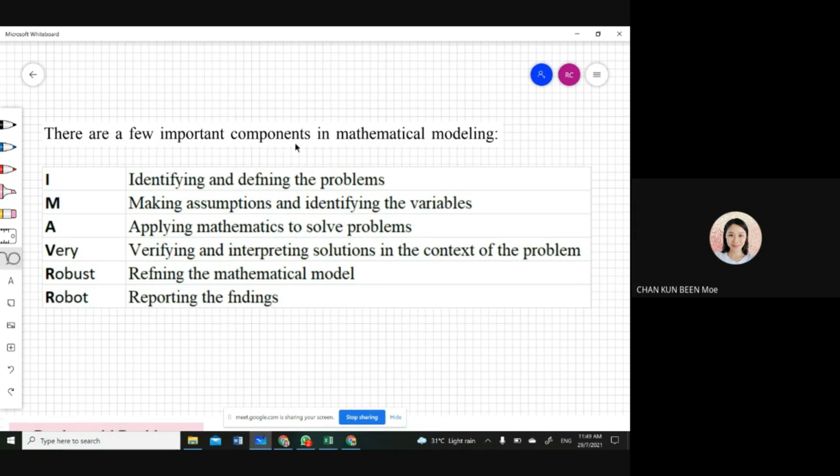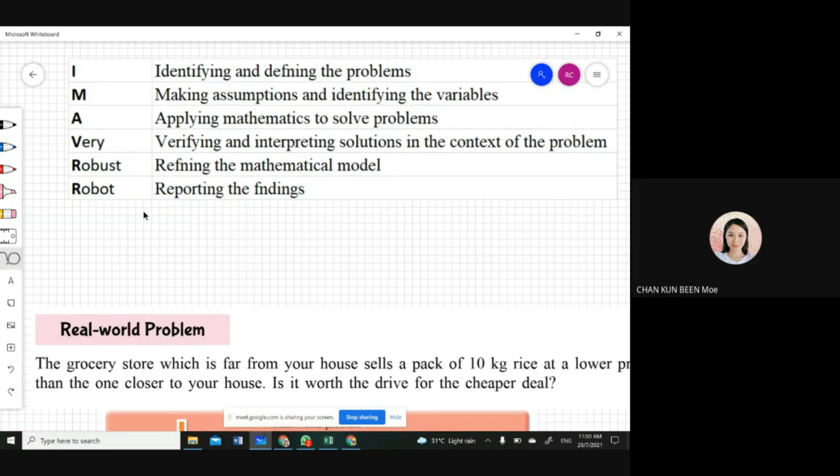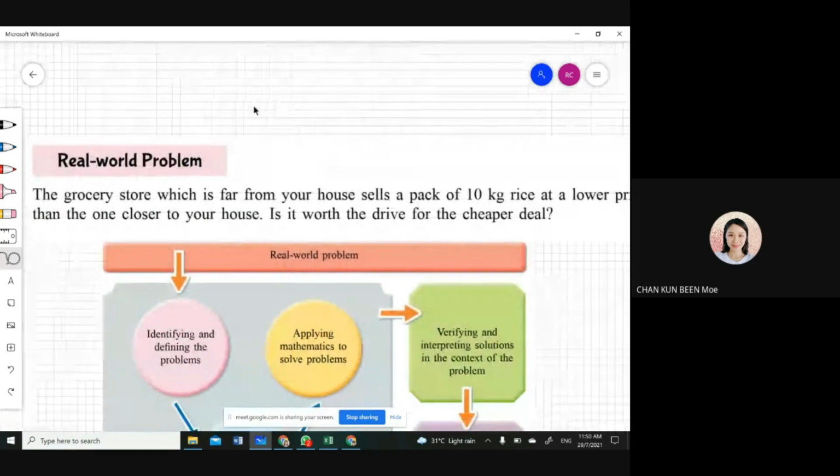Okay, so this part over here, you go and memorize yourself. I gave you the short form already. I am a very robust robot. Okay, we carry on from the real world problem given right now.